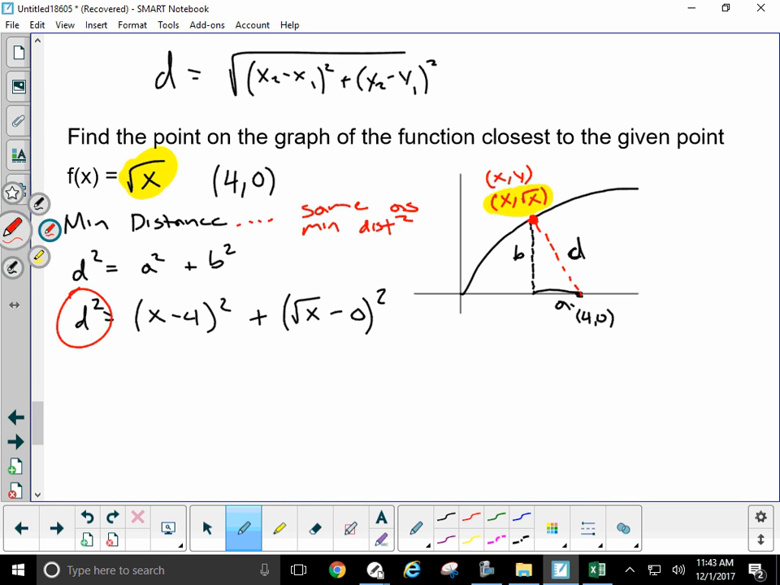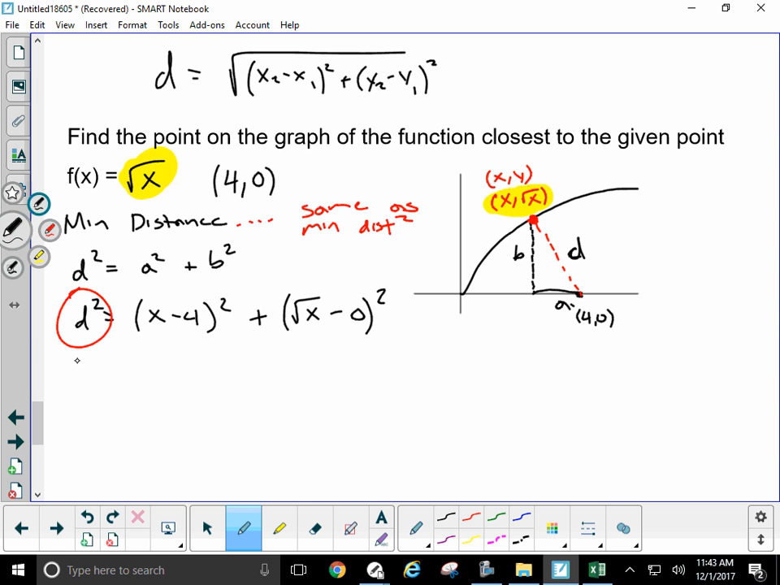Questions so far? Are we only going to be seeing this problem with the square root of x? Or if it's any function at all, it has to be x and a function of x? Yes. And we'll do another one where it's something other than root x. Okay? Now, we want to minimize distance squared.